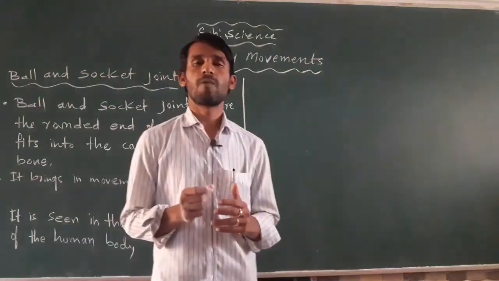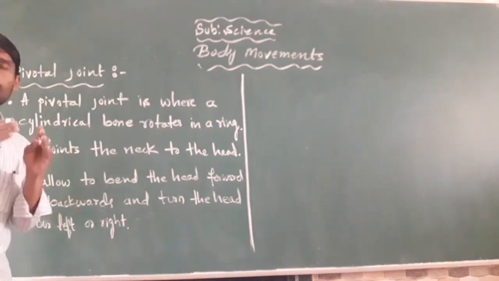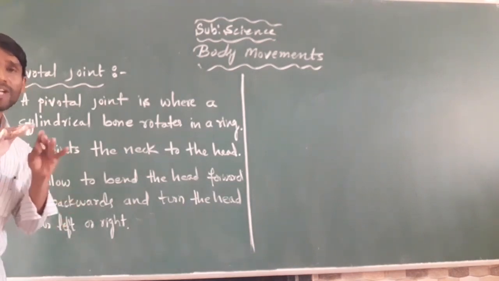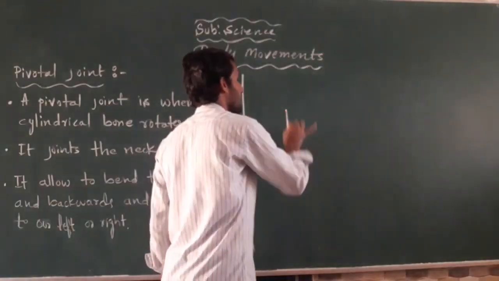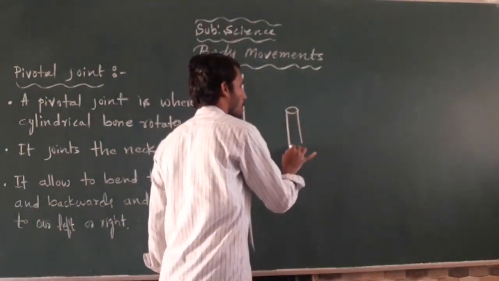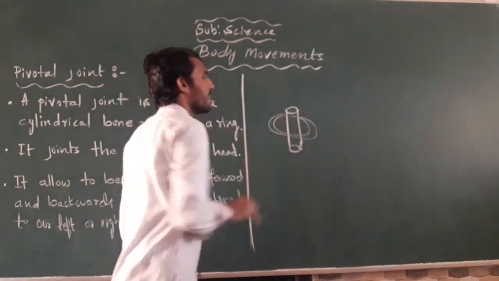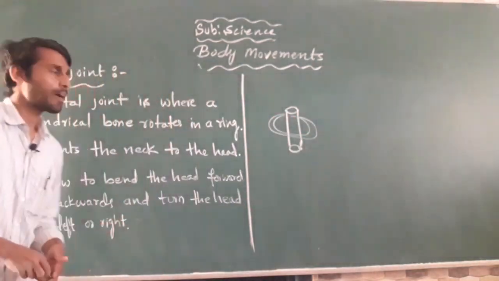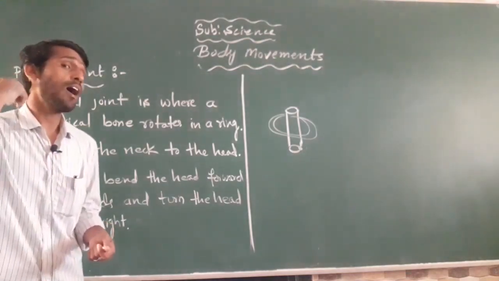Next, I am taking the pivotal joint. Dear friend, a pivotal joint means where a cylindrical bone rotates in a ring. That is what we call a pivotal joint. See, this cylindrical bone is rotating in a ring. That is what we call a pivotal joint. Next point, it joins the neck to the head.